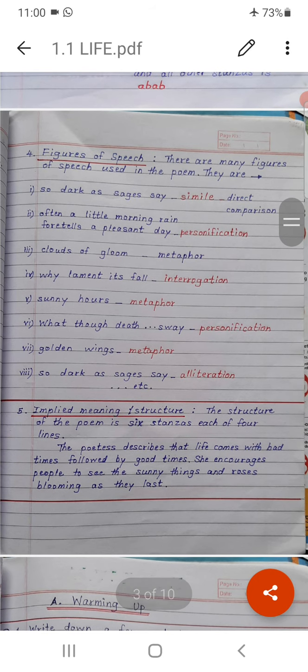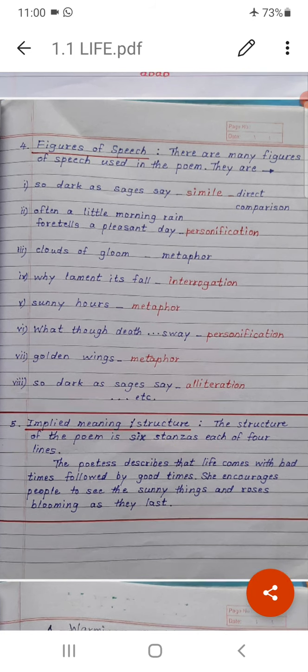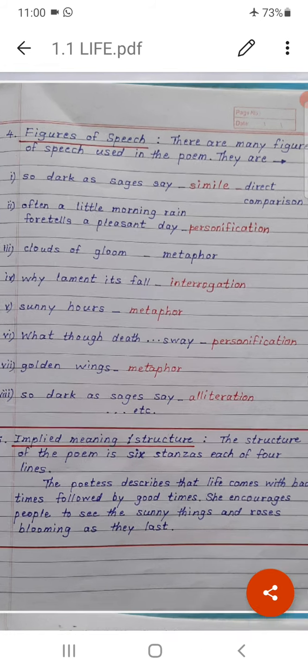Now figures of speech. There are many figures of speech used in the poem, but some of them I have written here for your sake. Just go through all the figures of speech, and if you find others than these, you can write the other figures of speech there also. If you are interested to find out all the rest of the figures of speech, you can add them in your writing. Otherwise, these are okay. 8 figures of speech I have taken out. See which all are they.